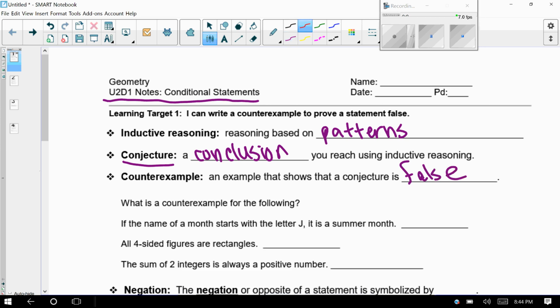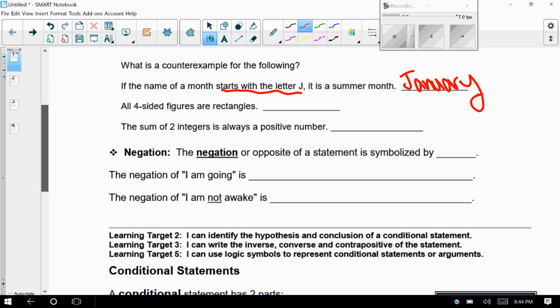And I'm going to give you an example. So it says if the name of the month starts with the letter J, it is a summer month. Well, let's think about the months that start with the letter J. Can you think of one that's not in the summer? Can you think of one that can prove us wrong? The one that I can think of first is January, right? It follows your hypothesis. It starts with the letter J, but it does not follow the rule. It is not a summer month. So January is not a summer month. So that's my counterexample. That's an example of when my hypothesis is true and my conclusion is false.